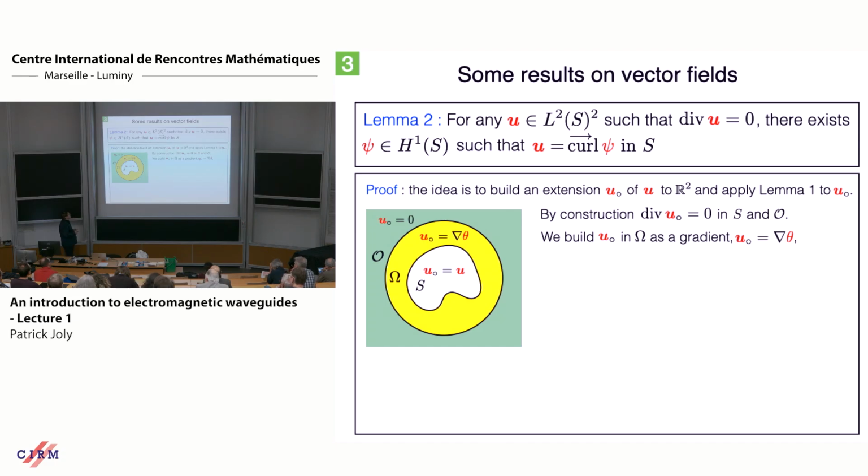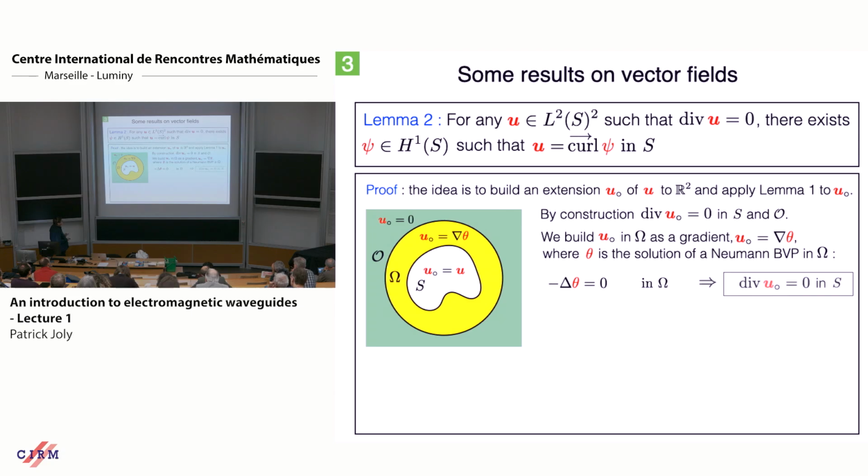And a gradient is automatically curl-free, by the way. You will ask theta to be a solution of the Neumann boundary value problem in the domain omega, like that. So by construction, the divergence of the gradient of theta will be 0. And also, to ensure that the divergence is in L2 across the interfaces, you have to ensure the continuity of the normal component of the field, which corresponds to imposing these two Neumann conditions.